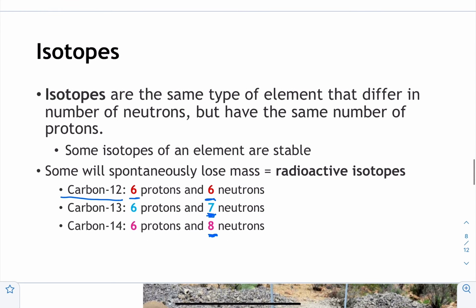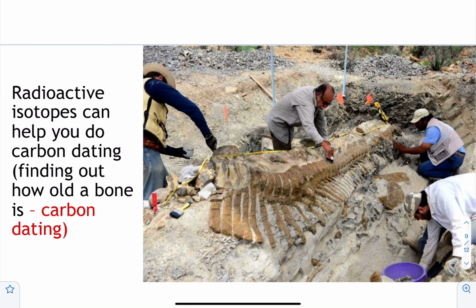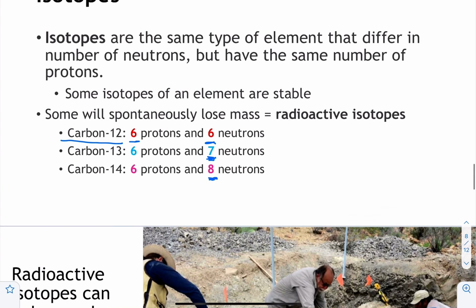Now, what are they used for, these isotopes? They are used for carbon dating. It means that we can find out how old a bone is. Like when they dig up these dinosaurs and they look at the carbon inside the bones, they're able to tell from the carbon isotope how old the dinosaur is, which is really interesting.